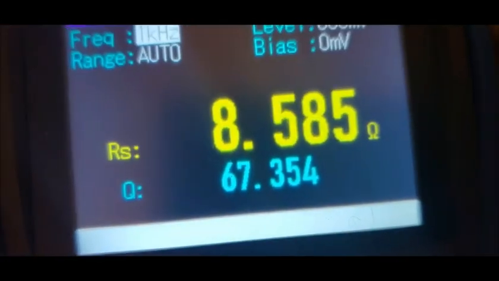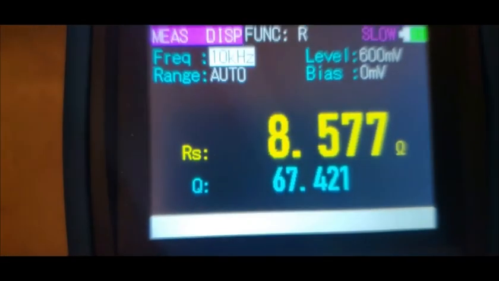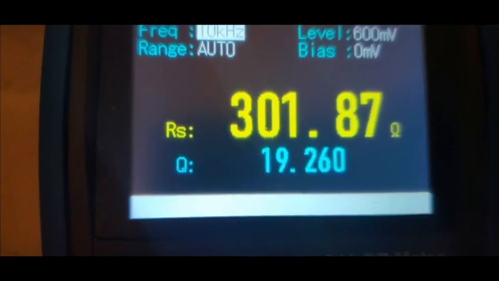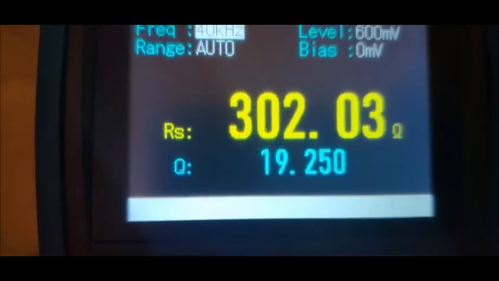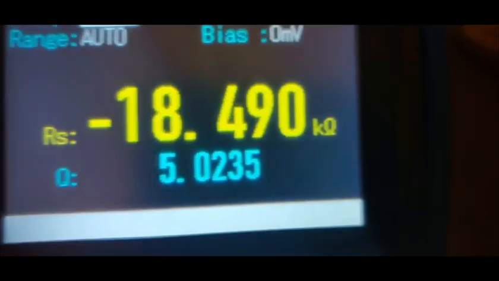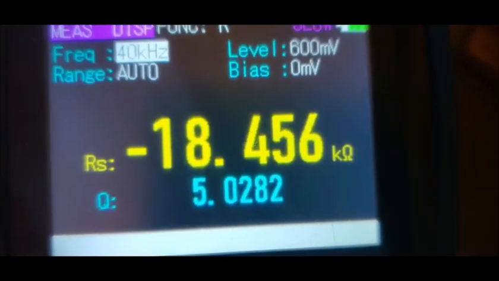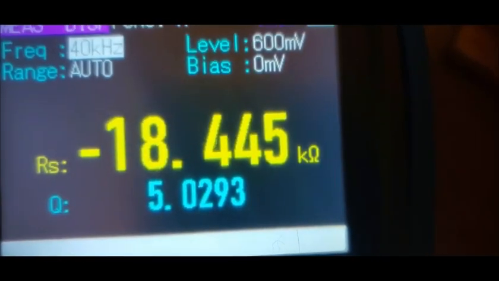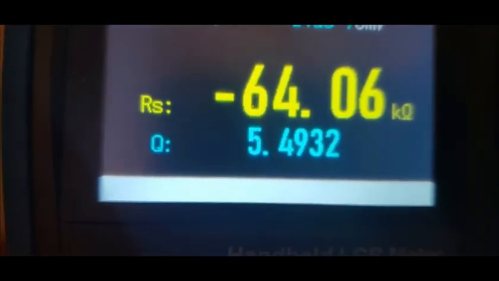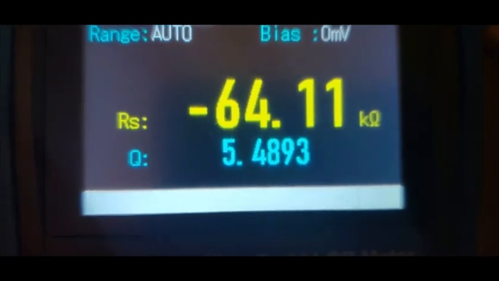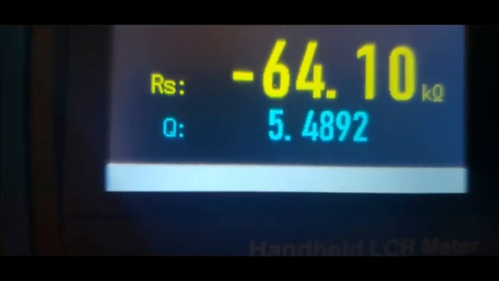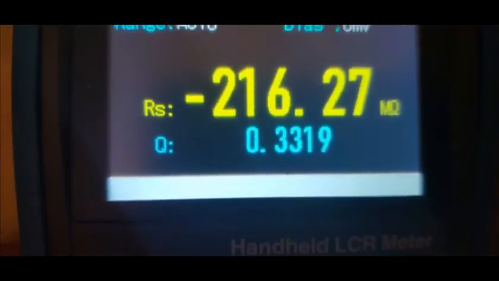So you can see as we're going faster, Q factor is going down. And that's exactly what was seen experimentally. I don't know why it puts a negative there, but we're at like 18 kilo ohms of resistance, and there 64. I don't know why the Q factor didn't go down more.